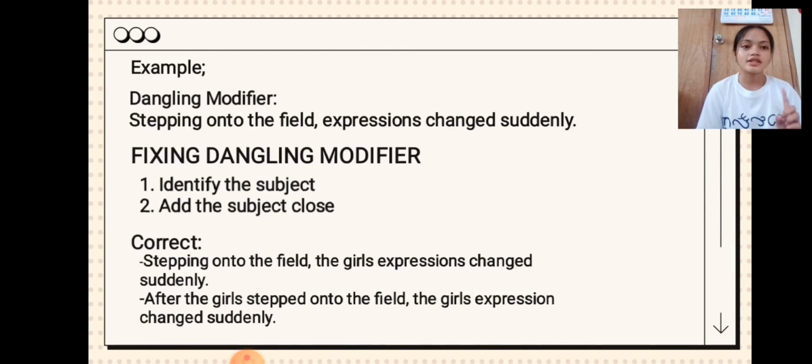Second, we have: after the girl stepped onto the field, the girl's expression changed suddenly. So as we can see, they are just the same.